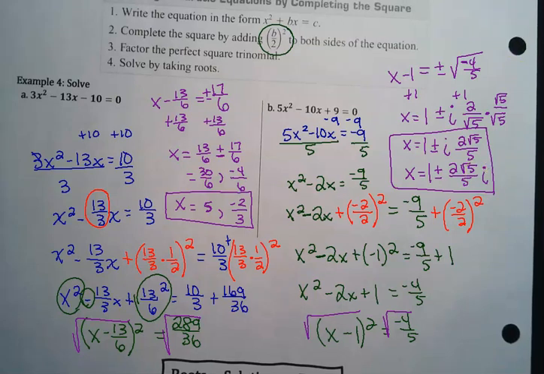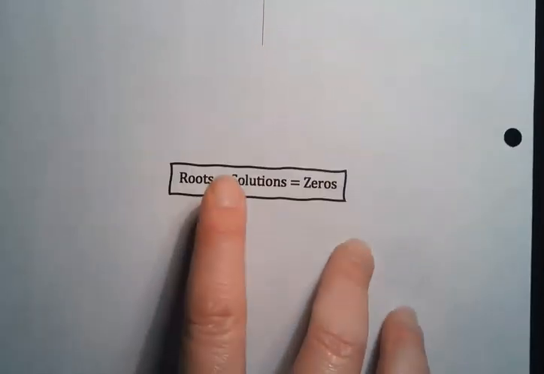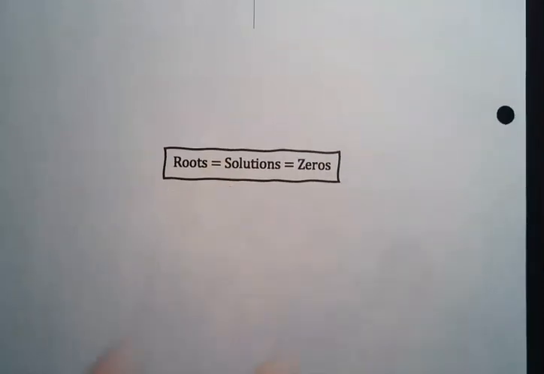Now the other thing that you see down here is roots equals solutions equals zeros. This is some vocabulary that you're going to want to remember. If it says what is the root of the quadratic, they're just looking for the solution. If it's saying what are the solutions, it's the same thing as that. What are the zeros of the quadratic? Those are all the same. When we're solving quadratics, roots, solutions, and zeros all mean the same thing.